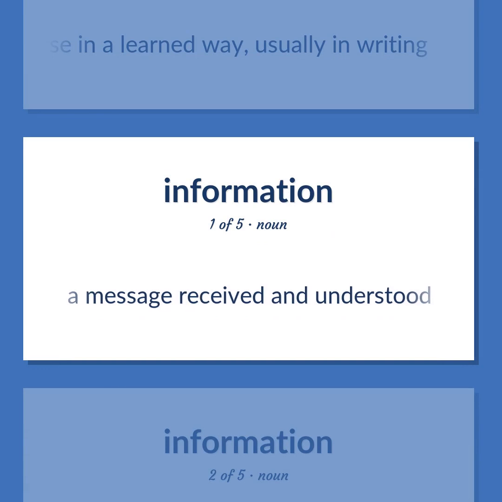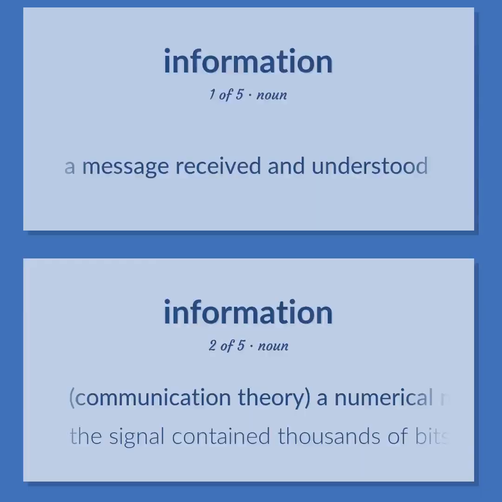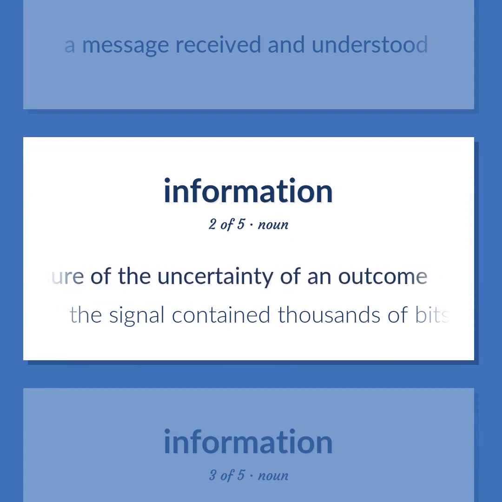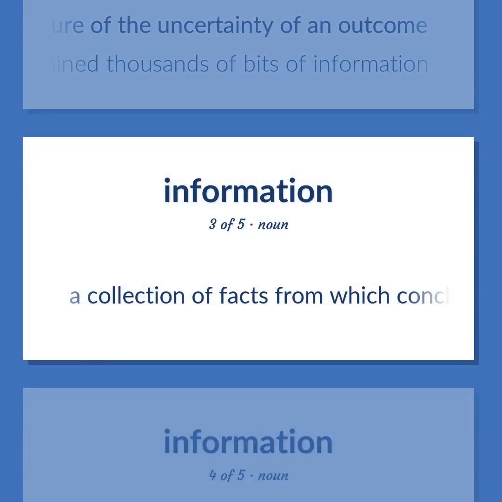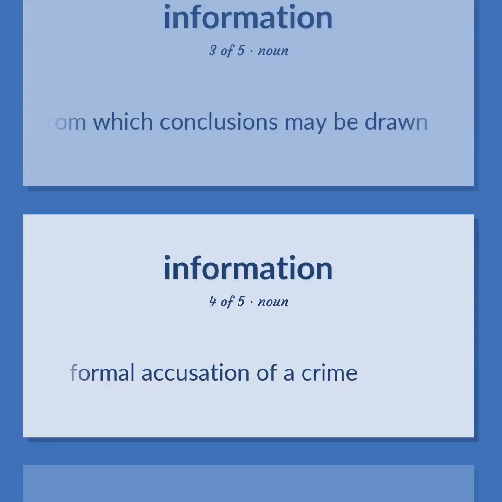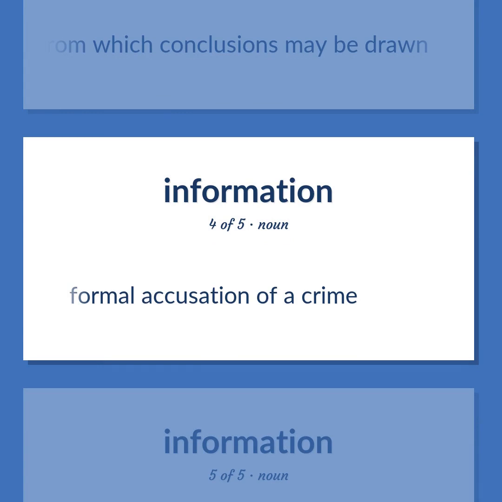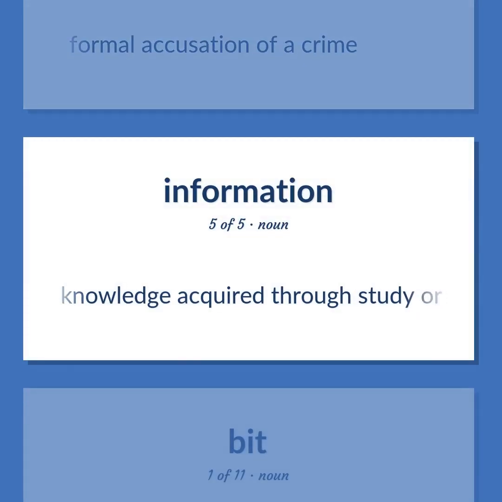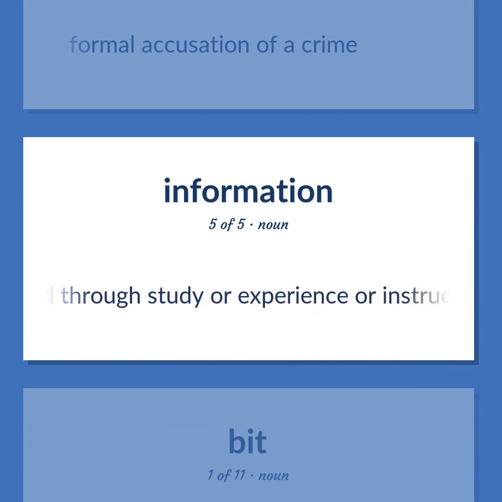A message received and understood. Communication theory: a numerical measure of the uncertainty of an outcome. The signal contained thousands of bits of information. A collection of facts from which conclusions may be drawn. Formal accusation of a crime. Knowledge acquired through study or experience or instruction.